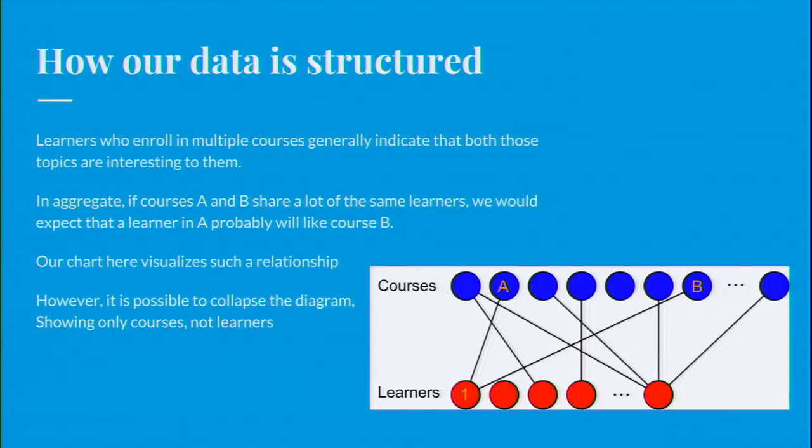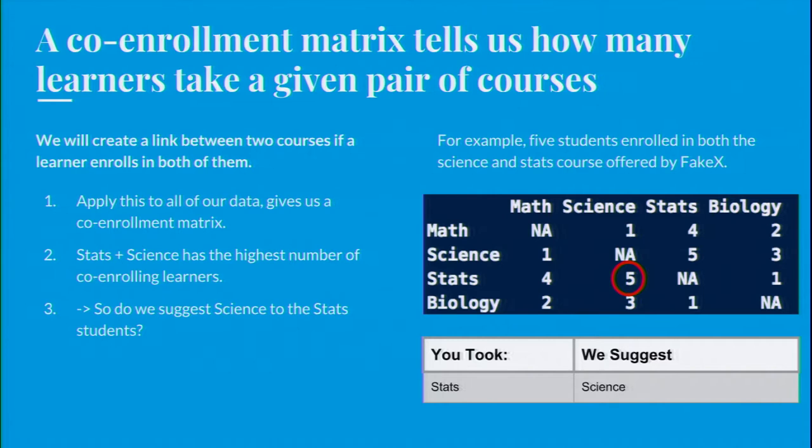Basically, for every course, we can collapse it. See the five there? That means there are five learners who took a science class and a stats class. And so we put these together. Now we know one person took math and science, and four people took math and statistics. This is what's called a co-enrollment matrix, and it lets us understand how many bridges there are between every set of courses.